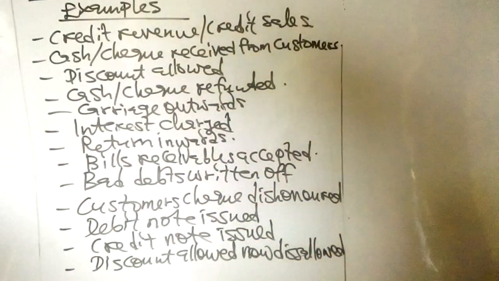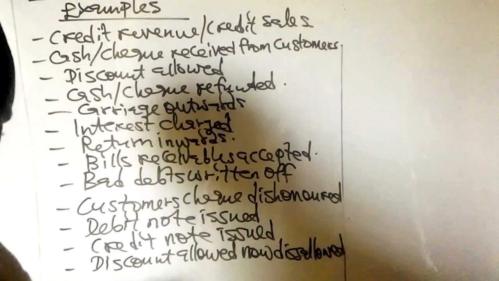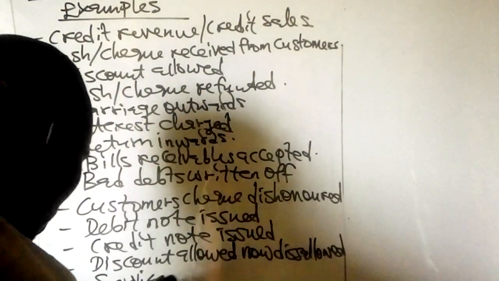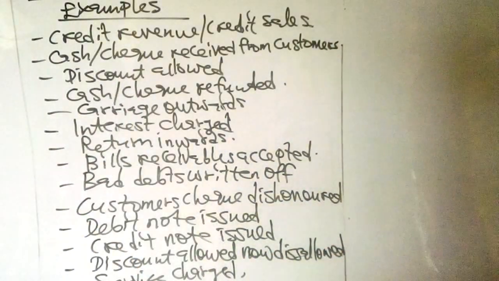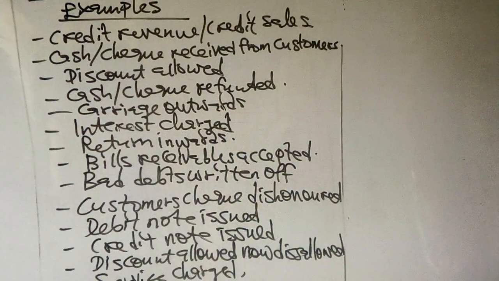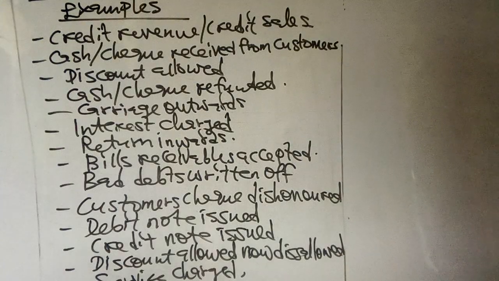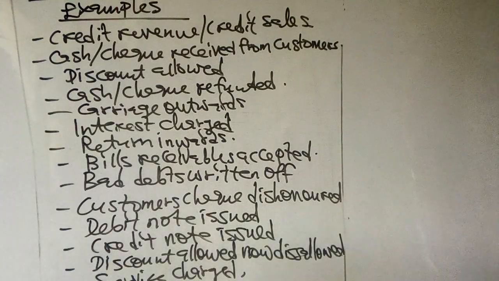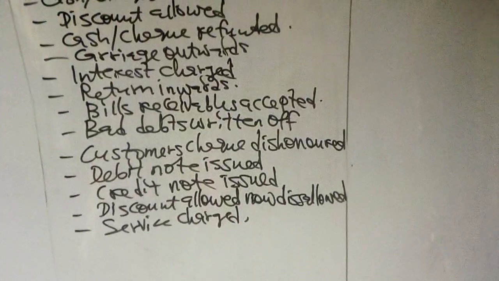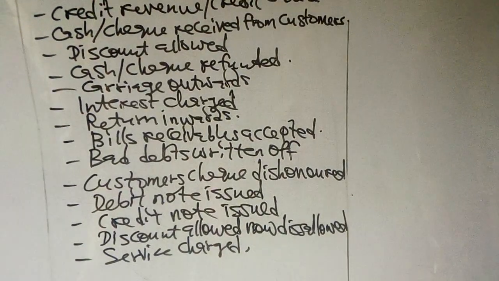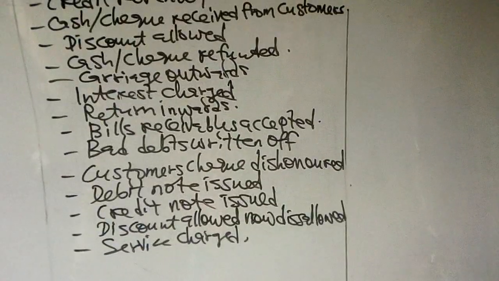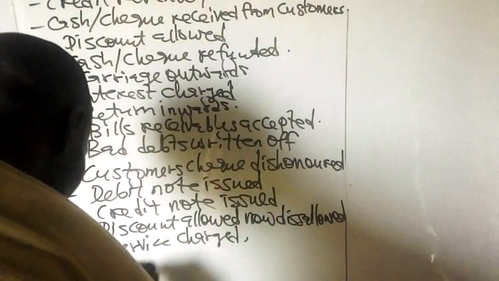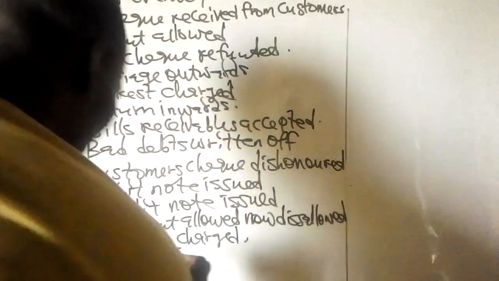Then you may also have the service charge. You may also have the interest charge, if not yet considered. Interest charge on overdue account. Then you may also have the set off. The amount set off.